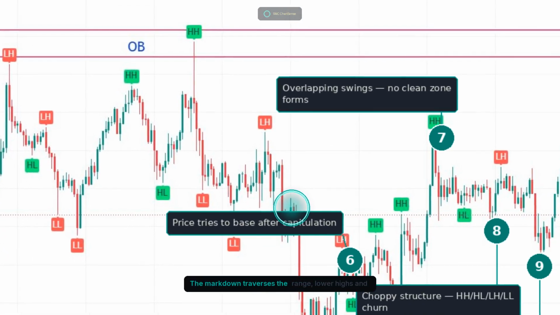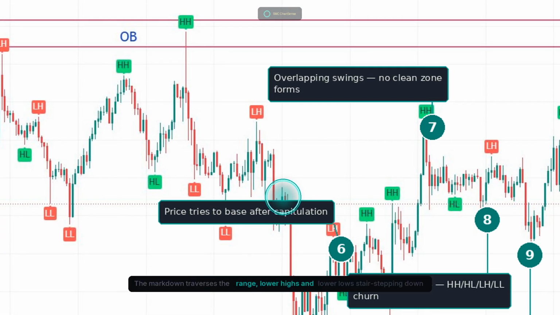The markdown traverses the range, lower highs and lower lows stair-stepping down with conviction. Bias firmly down, every bounce capped, the structure clean and readable the whole way. No ambiguity about direction here. And this clean traverse is exactly what makes the breakdown at the bottom so jarring by comparison.